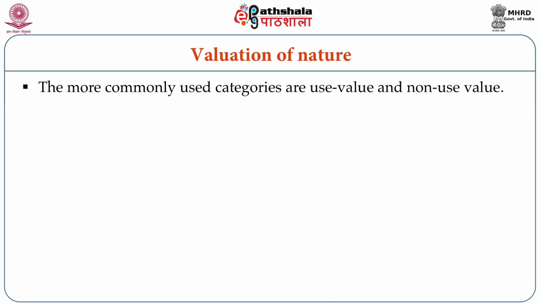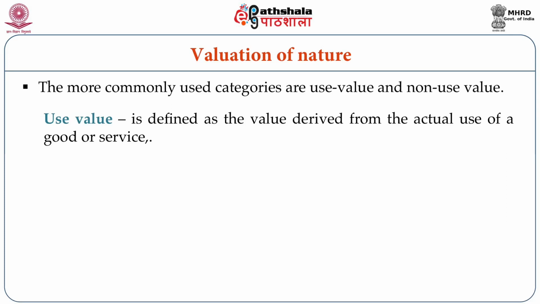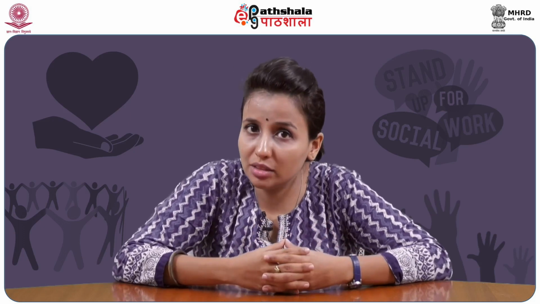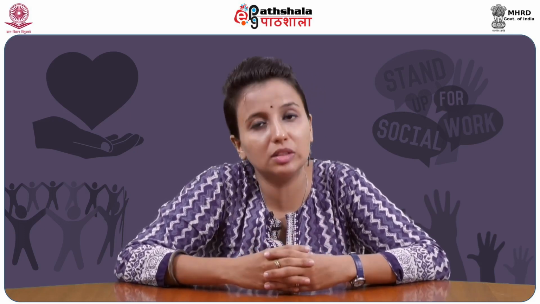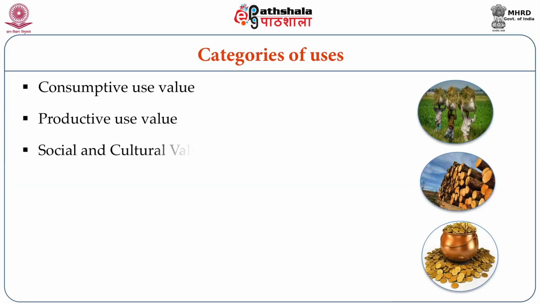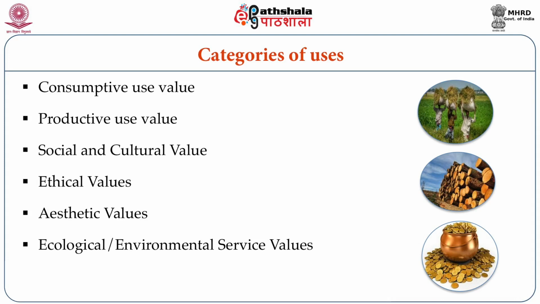Now, there are also different categories other than direct and indirect. We also can categorize into use value and non-use value. Use value is defined as the value derived from actual use of a good or service. Now, non-use value is a value assigned to a resource even if it is not being used or will not be used in future. Now, there are various categories of uses of these natural resource systems. One could be the consumptive use value, productive use value, social and cultural value, ethical values, aesthetic values, ecological or environmental service values, or optional values.